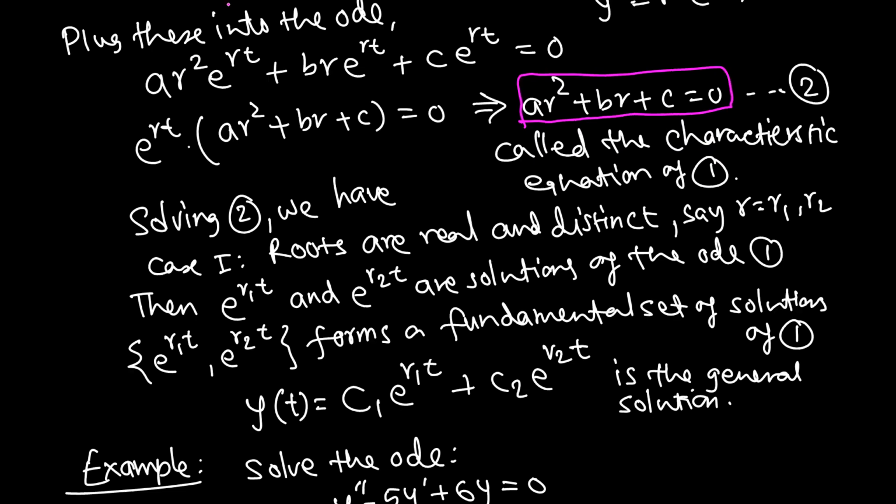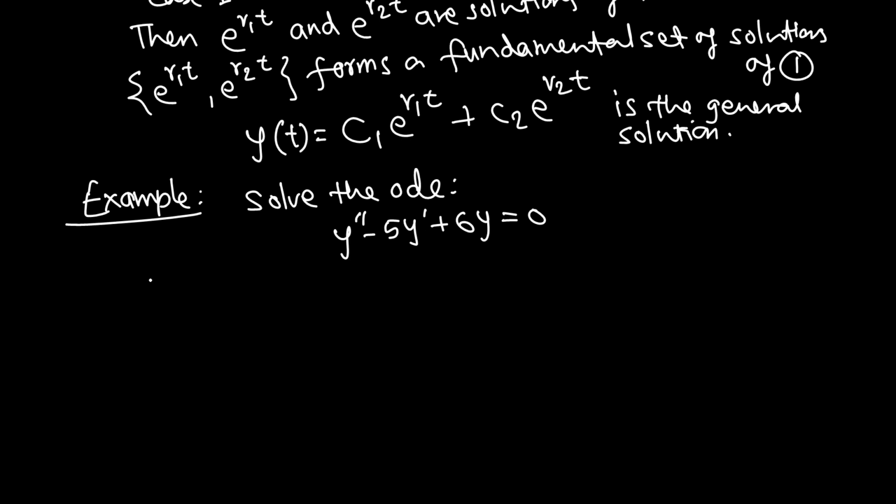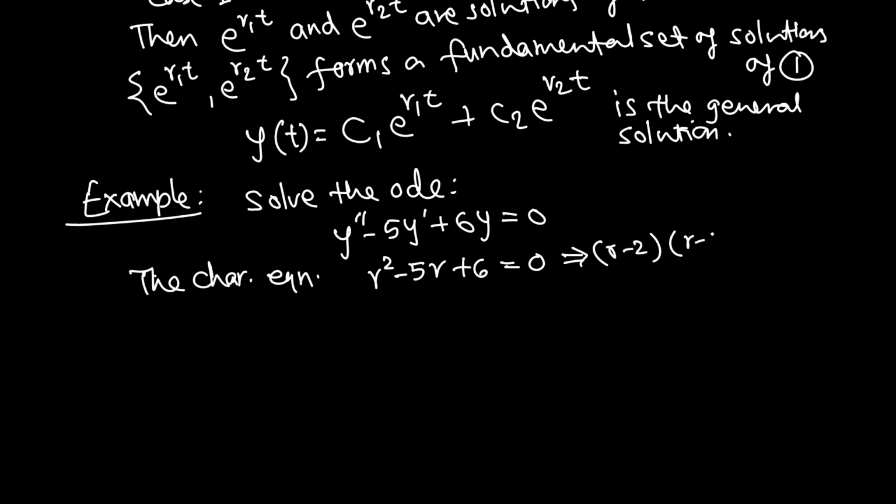Okay, so for this ordinary differential equation, the characteristic equation is, a means 1, so ar squared means 1r squared plus br, b means minus 5r plus c, which is 6, equals 0. Now we can solve this for r, just factor, then that is r minus 2, r minus 3 equals 0. So we get r equals 2 and 3.